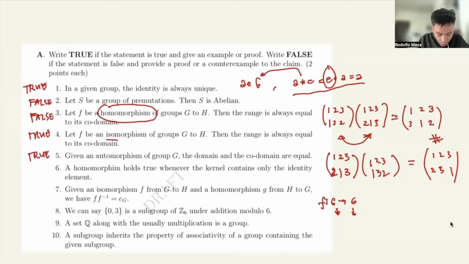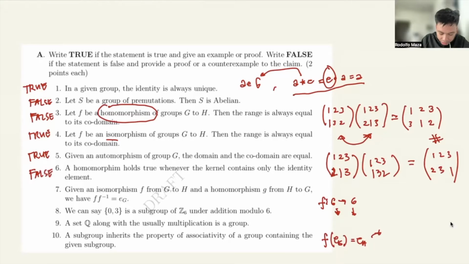Number 6, a homomorphism holds true whenever the kernel contains only the identity element. We have a result that if the kernel of f is equal to e_H, then f is injective. However, the converse is not true. So therefore, this statement is not true, because it should be the converse.